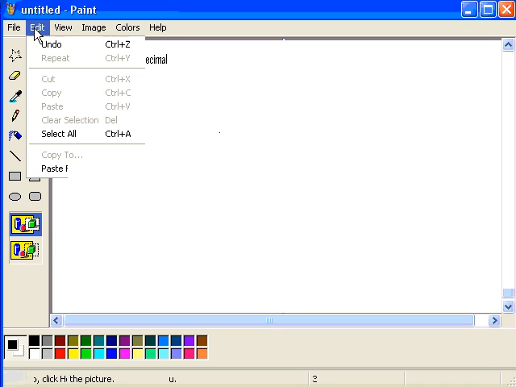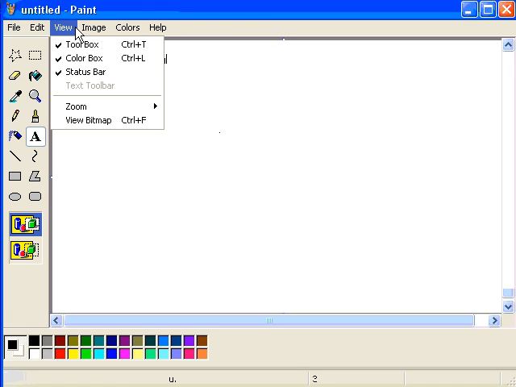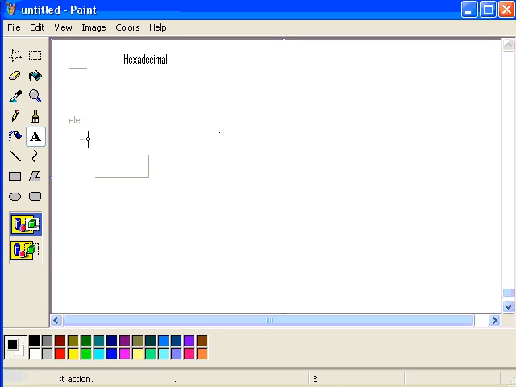Let me take a look at something here. I'm trying to change my little font size, but evidently I can't.